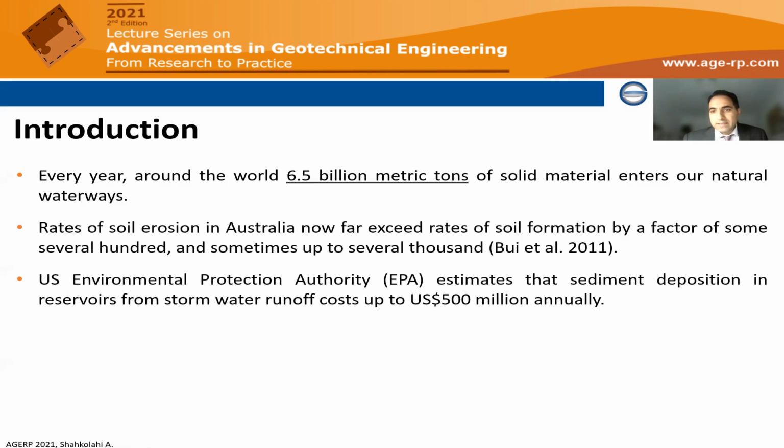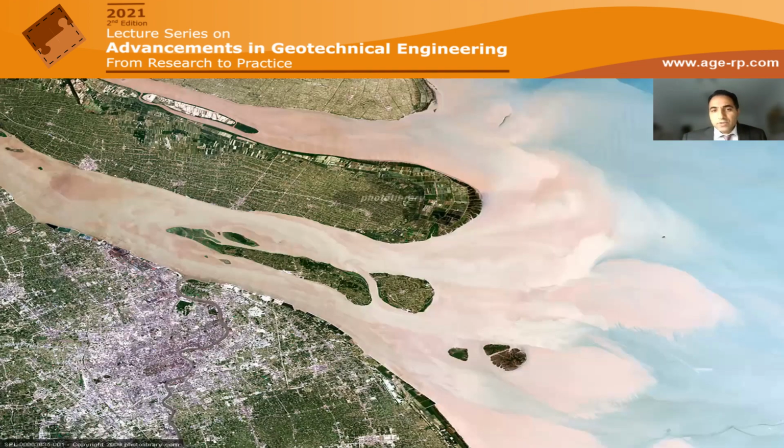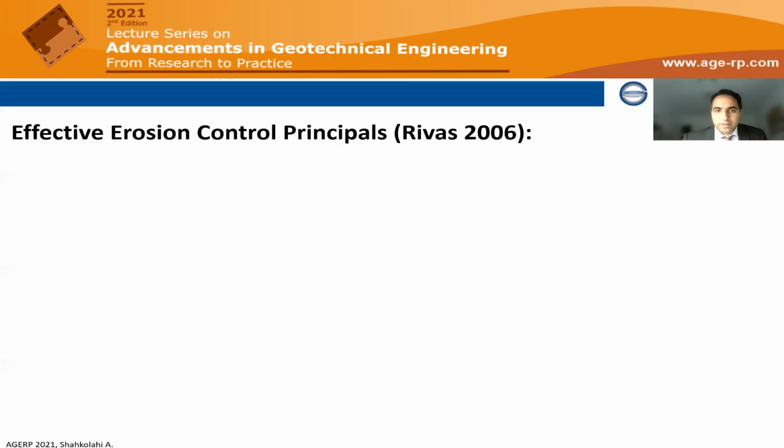The US EPA estimates that sediment deposition in reservoirs from stormwater runoff costs up to $500 million annually to get rid of. And of course, EPA suggests that vegetation is one of the best ways to control erosion, sediments and pollution. This is what can happen easily if we don't control sedimentation and erosion. And all this can go into our waterways, and this is what we want to avoid.